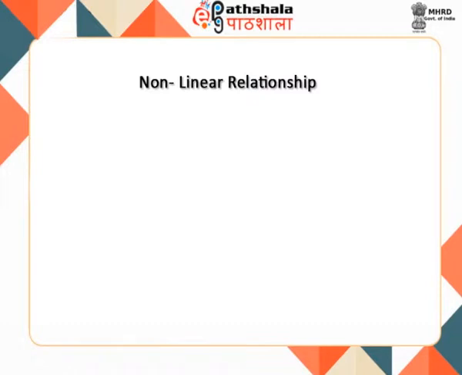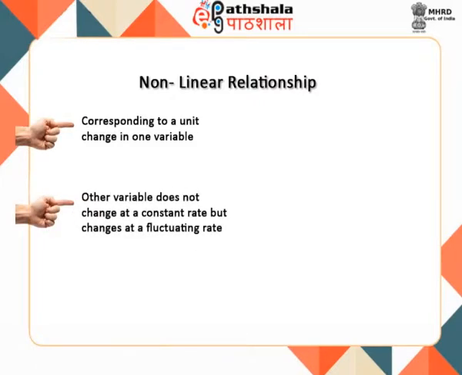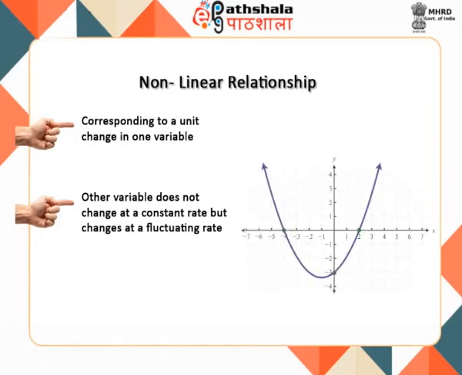The relationship between two variables is said to be nonlinear if, corresponding to a unit change in one variable, the other variable does not change at a constant rate but changes at a fluctuating rate. In such cases, if the data is plotted on a graph sheet, we will not get a straight line. For example, one may have a relation of the form y is equal to a plus bx plus cx square.